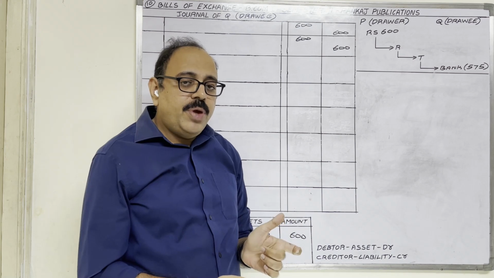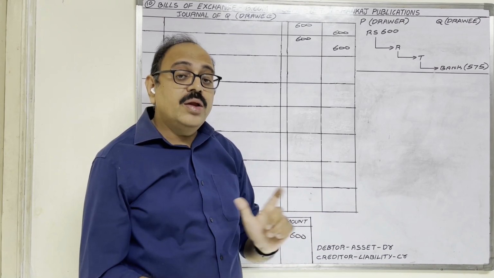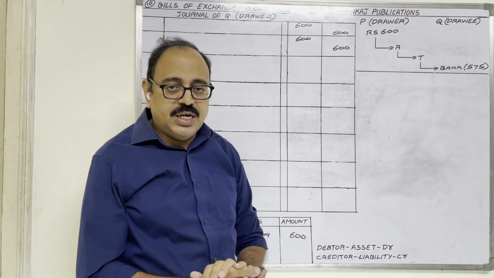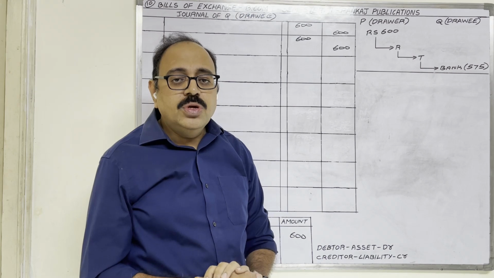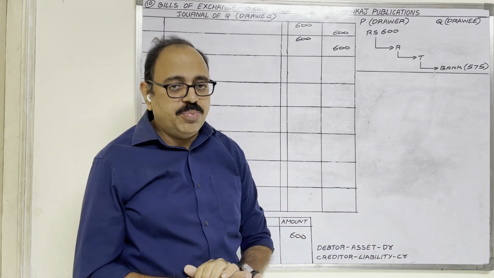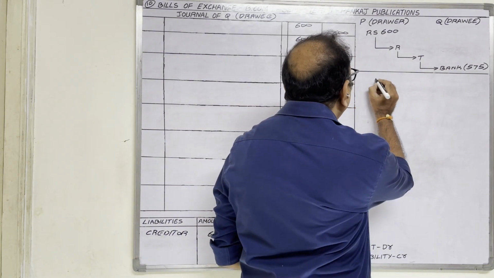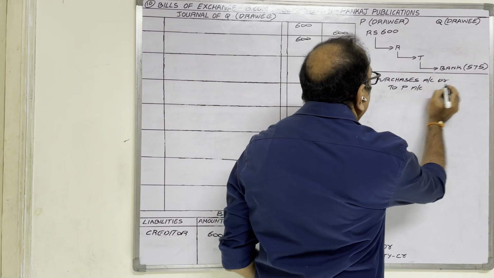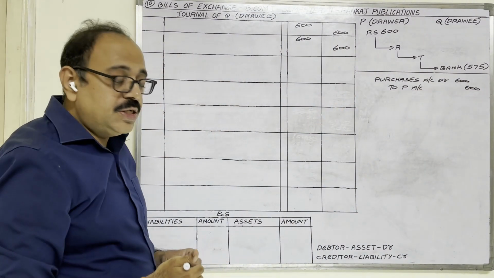So why do we have to pay? Because once we purchased goods from P on credit. Purchase amount 600. Now we are preparing the journal of Q. Think from Q's point of view. So the transaction is purchased goods from P, 600 rupees. The entry is purchases account debit to P account, amount 600 rupees. What is the effect of this entry on Q's balance sheet?